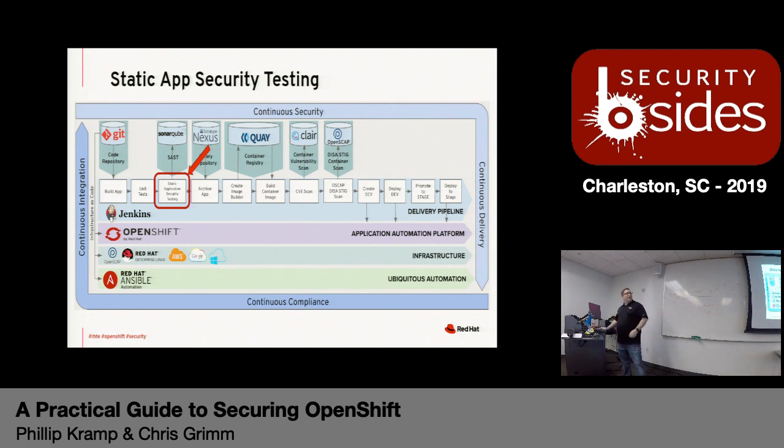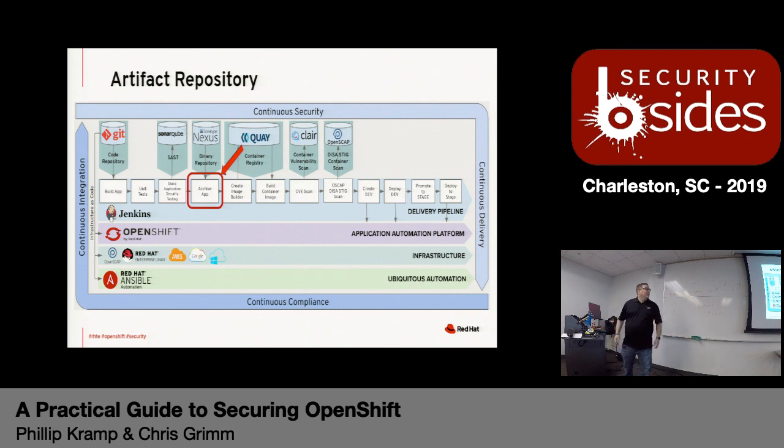If it passes, you can move it into your artifact repository. So frequently you've got things like Quay, Nexus, JFrog Artifactory is another big one. So you're going to build your image and store it up there so that you have something to reference for your test and development and production for later.